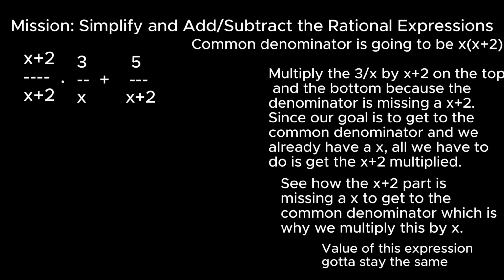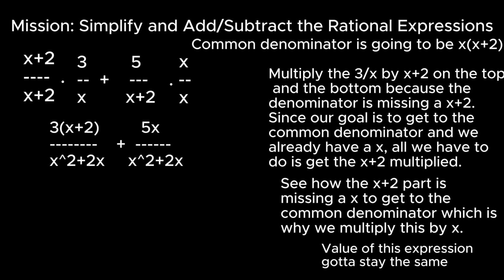And on the right side, you just multiply by x divided by x. So when you do this, you get this common denominator of x squared plus 2x. And when you have a common denominator, you can combine these two fractions together.